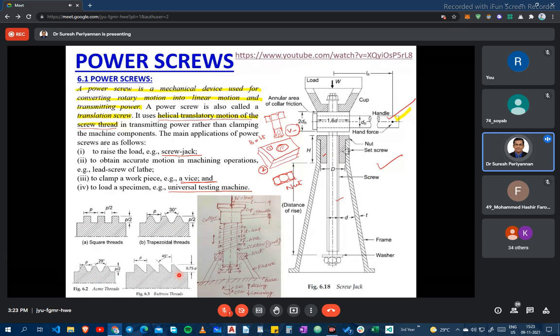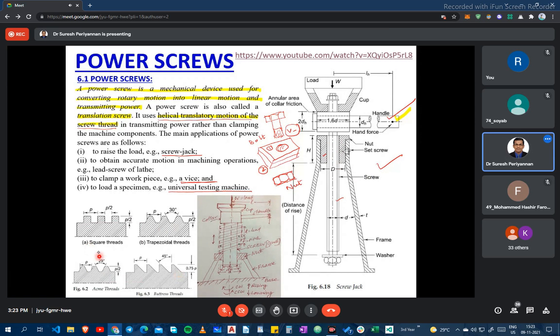Okay, now see here. V threads cannot be used for power screws because we don't want a high frictional force. Screws with a smaller helix angle can be used for our power screw application.